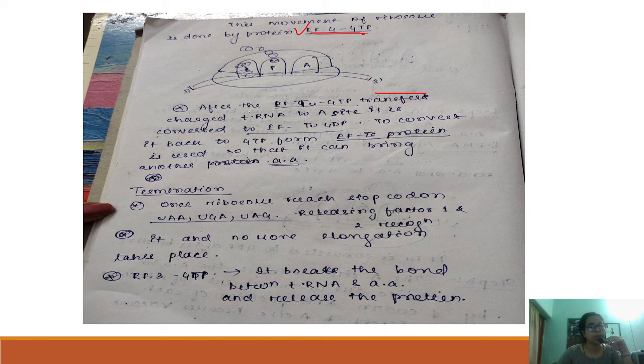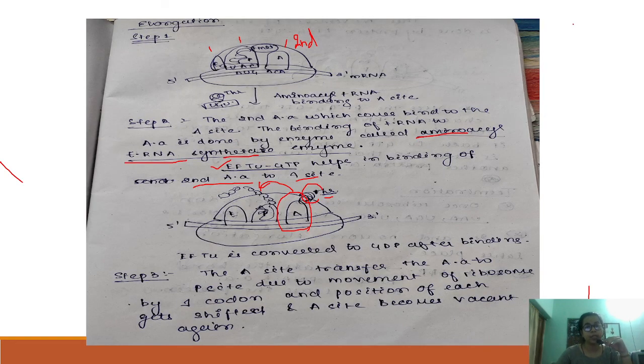Next, what happens? After EFTU GTP transfers the charged tRNA to the A side, it is converted to EFTU GDP. To convert it back into GTP, the EFTS protein is required. So you can say that there are three proteins which majorly take part in the elongation process.